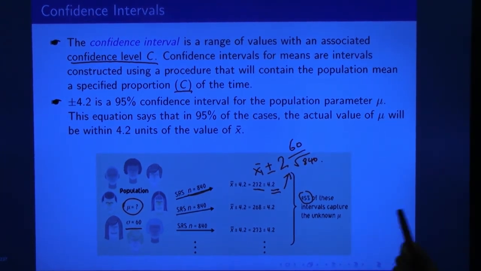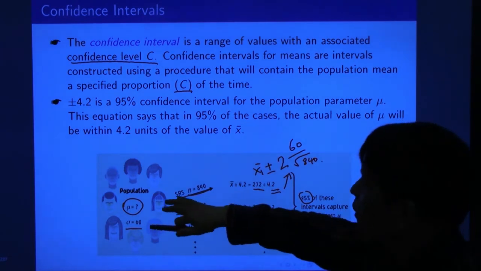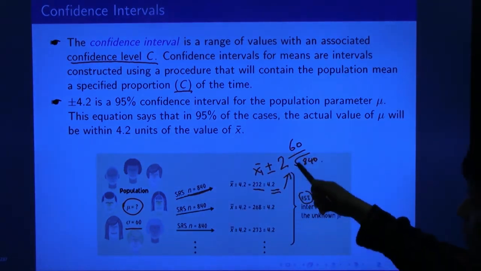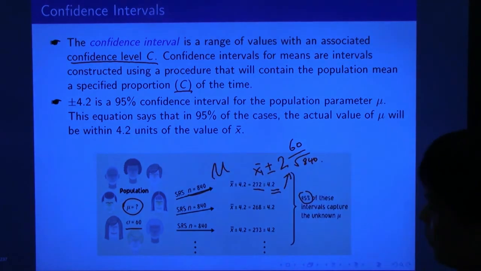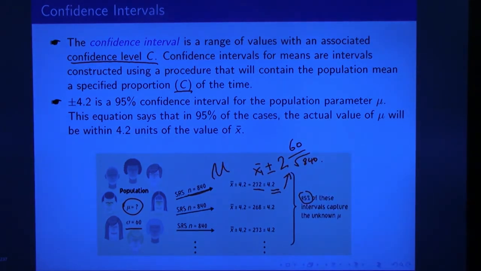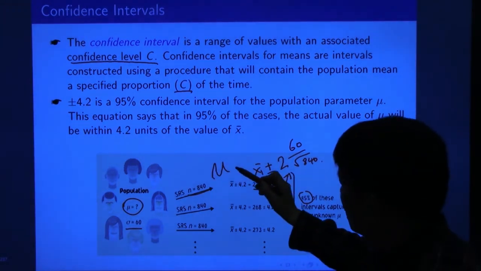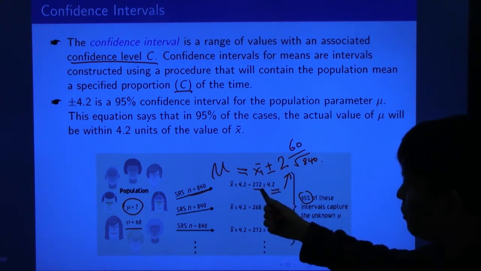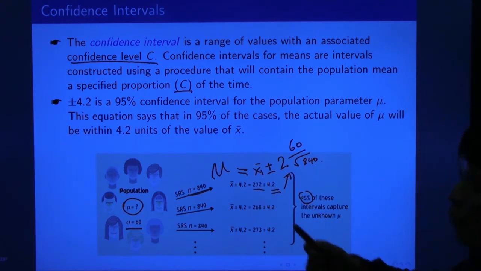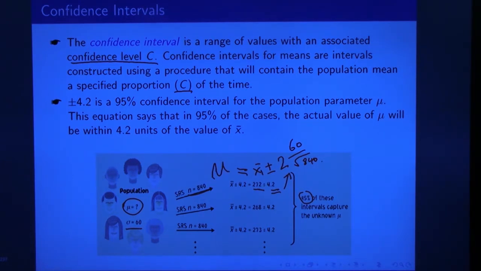So from the first sample, if we have only one sample, then we conclude that mu, the population parameter, the population mean, is within this range, which is 272 plus minus 4.2. So that is the inference process.